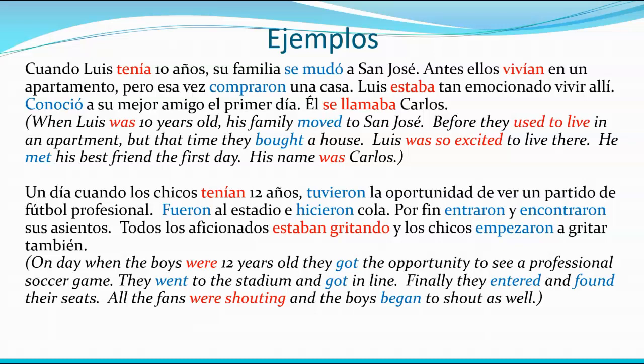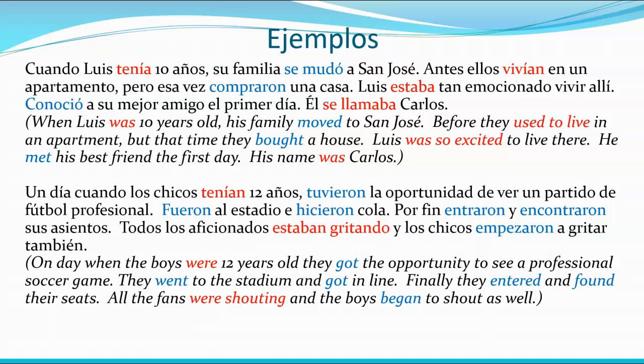So all the fans were shouting and the boys began to shout as well, the beginning of an action. Now, here's an example where in this paragraph you see red at the beginning and towards the end, which are both giving background information. The imperfect can give us background information while the preterite moves our story along.